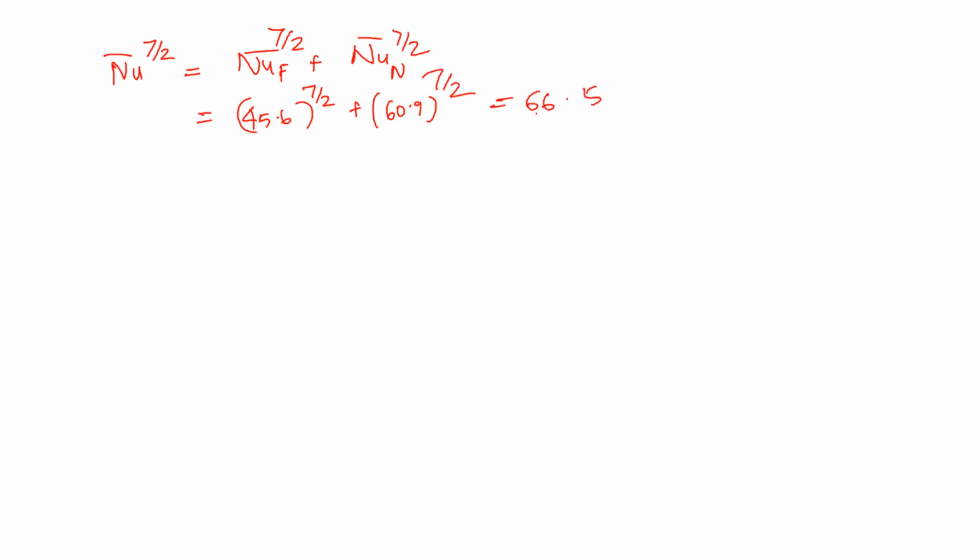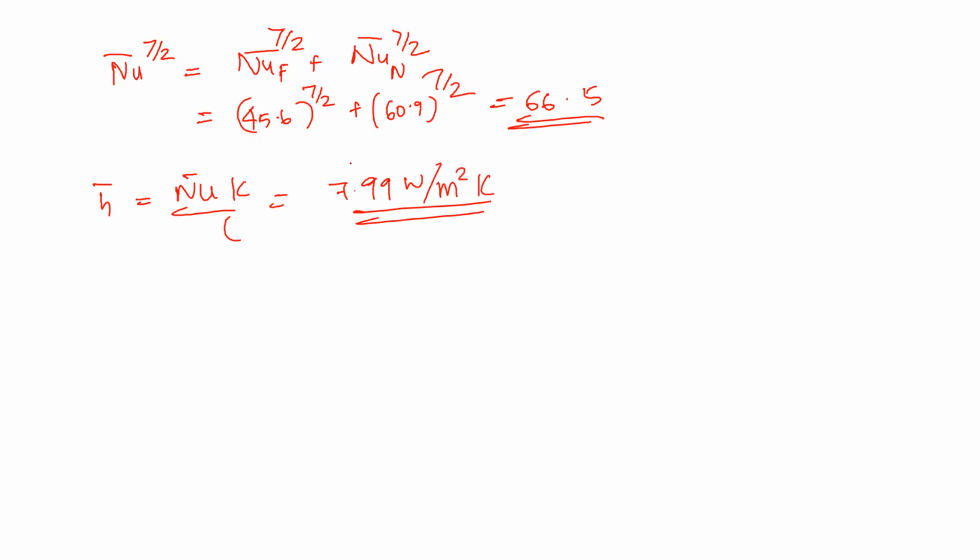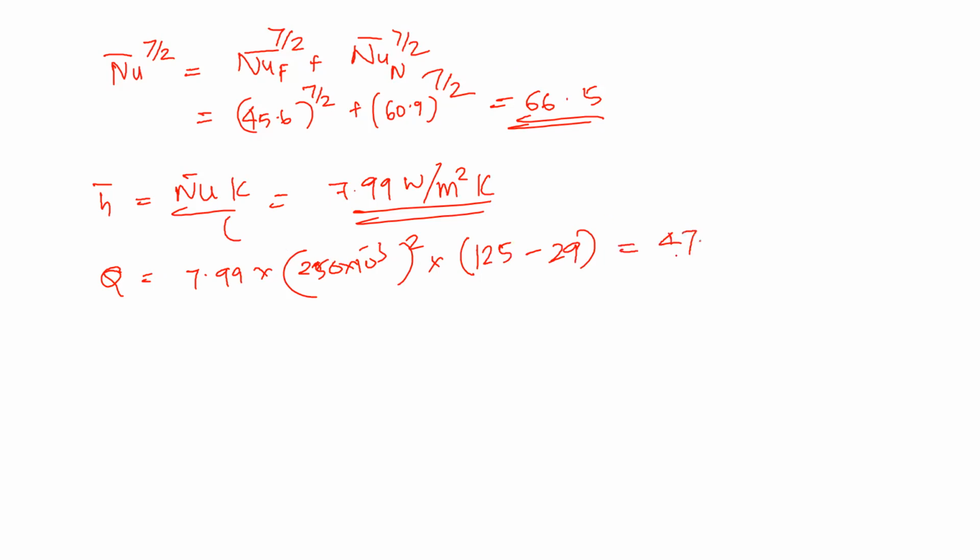It's some kind of average between them. So h bar correspondingly combines to Nu into k by L, which is equal to 7.99 watt per meter square Kelvin. So Q is equal to 7.99 into area, which is 250 into 10 raised to minus 3 squared, into 125 minus 29, which is equal to 47.9 watts.